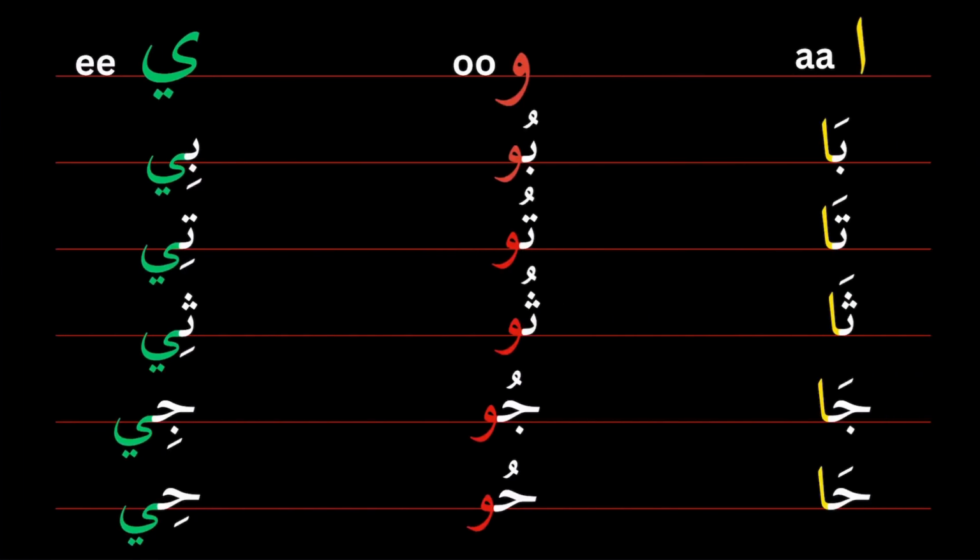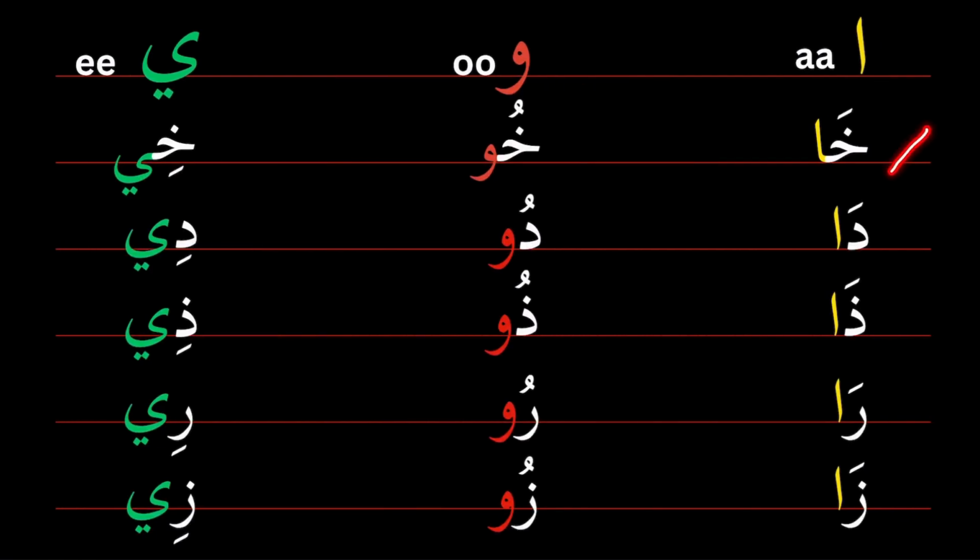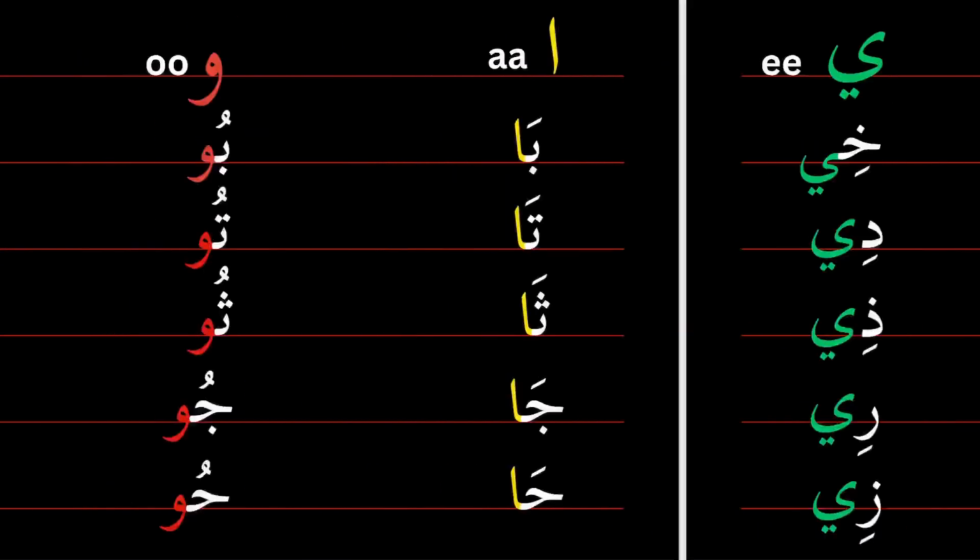Let's go over some examples. So ba, boo, bi, ta, tu, ti, tha, thu, thi, ja, ju, ji, ha, hu, hi, kha, khu, khi, da, du, di, tha, thu, thi, ra, ru, ri, za, zu, zi.